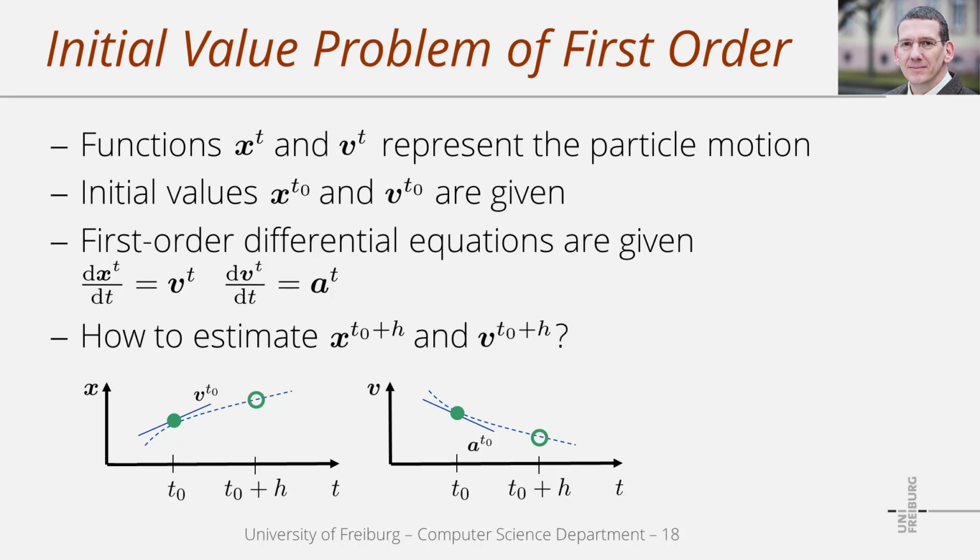For the velocity, we have exactly the same setting as for the position. The illustration shows velocity v over time t, and the dotted line is the unknown velocity function. We know the velocity at time t0, we know its derivative at time t0, namely the acceleration, and we would like to predict the velocity v at time t0 plus h, indicated by the green outlined circle. Again, one simple approximate solution would be to assume that the acceleration in between t0 and t0 plus h is constant. Then current velocity plus h times current acceleration would give an estimate of the velocity at the next time point.